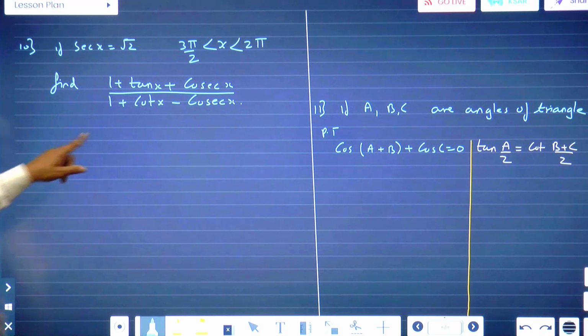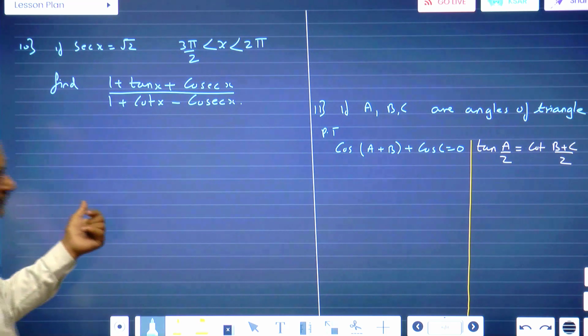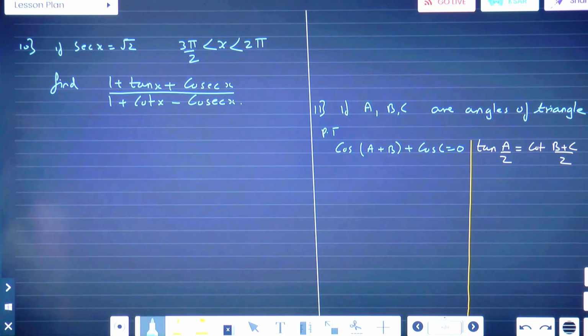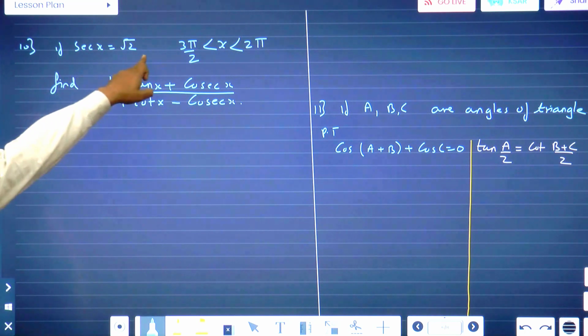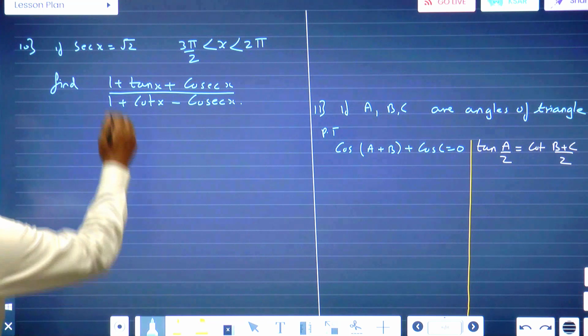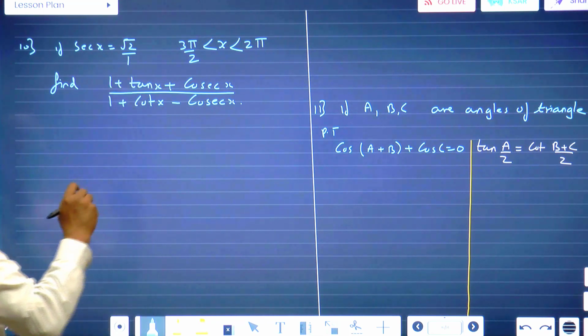Okay, this also belongs to the same previous type. Anyway, coming to the point, let us see this part. Value is given, root 2 upon 1. It means it's a conditional sum.